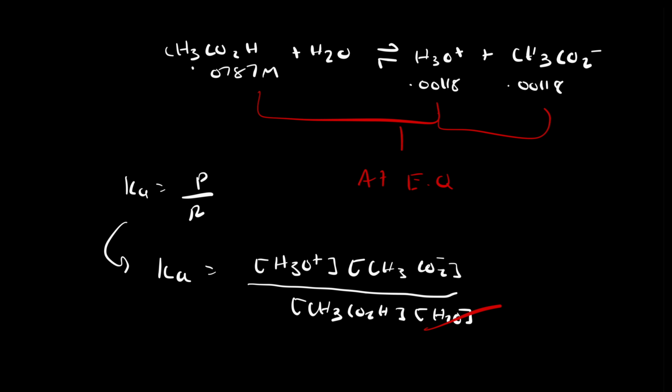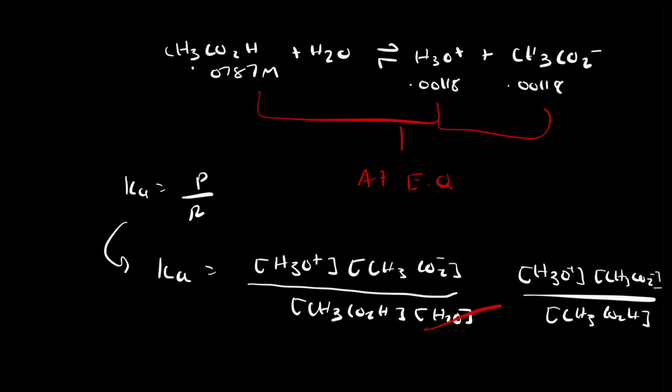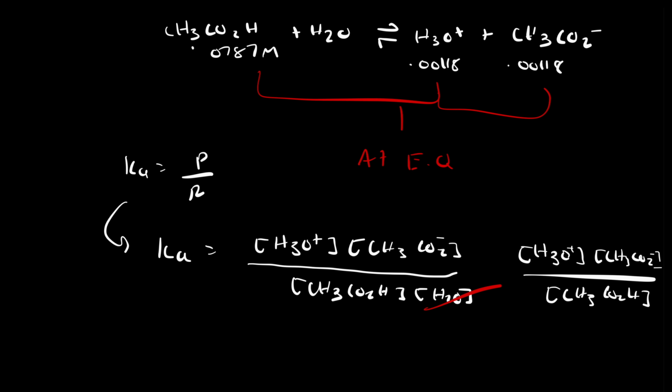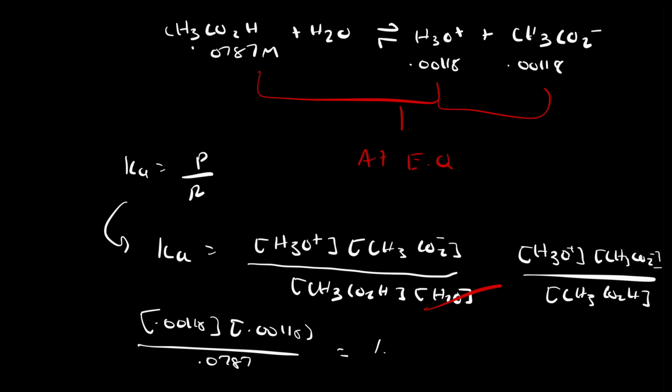So our Ka expression would just be the concentration of H3O plus times CH3CO2 minus all over CH3CO2H. And again, if we assume the values I gave are at equilibrium, we just plug them in and solve. What we should get is 0.00118 times 0.00118 all over 0.0787 equals 1.77 times 10 to the negative 5.